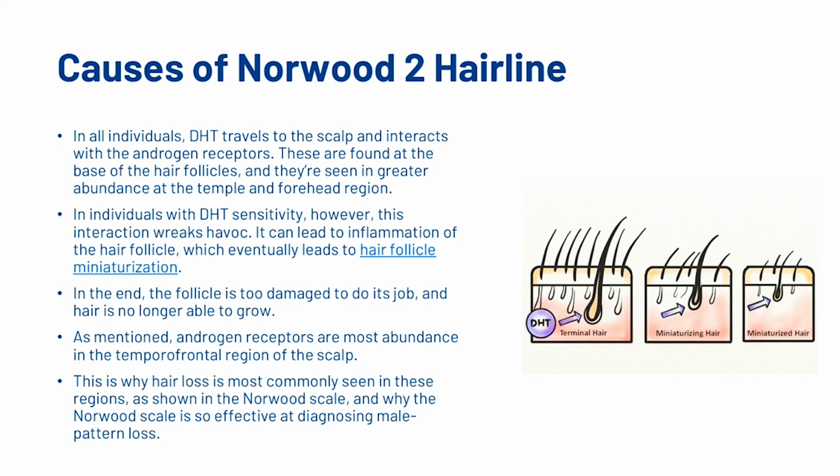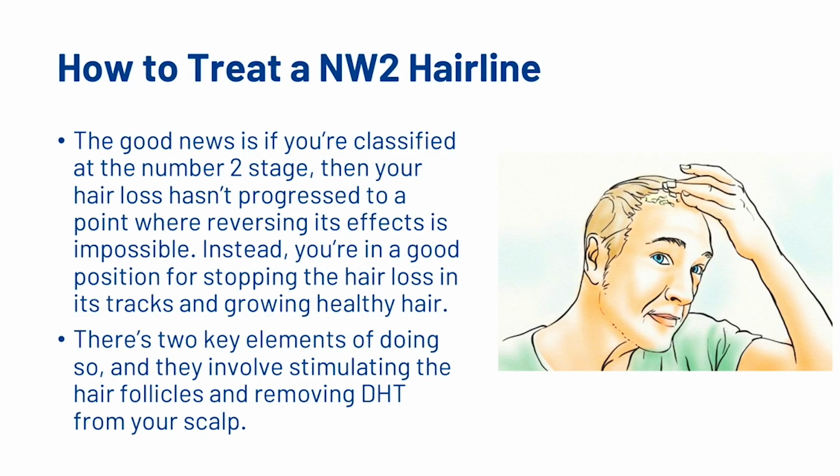As mentioned, androgen receptors are most abundant in the temporofrontal region of the scalp. This is why hair loss is most commonly seen in these regions, as shown in the Norwood Scale, and why the Norwood Scale is so effective at diagnosing male pattern hair loss. So, if you're worried that you're suffering with Norwood 2 hairline, don't worry, I'm going to show you some ways that you can treat it right now.